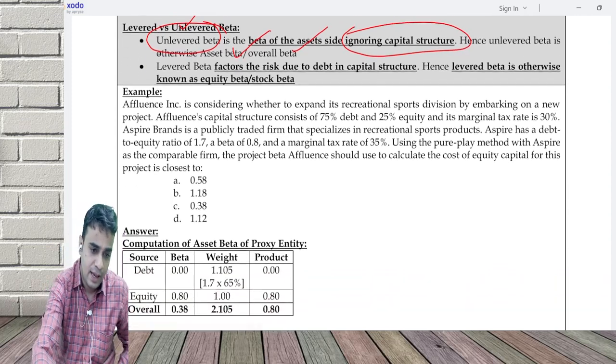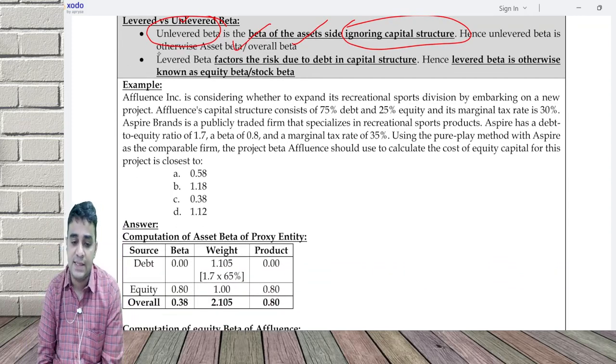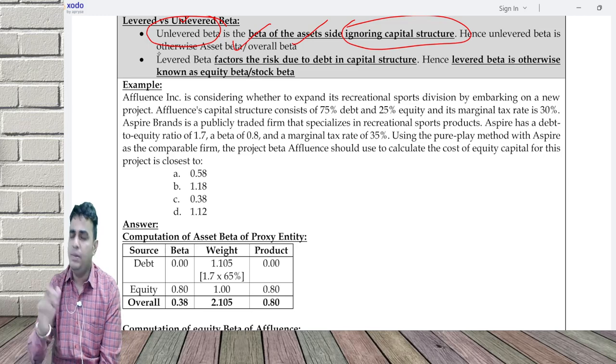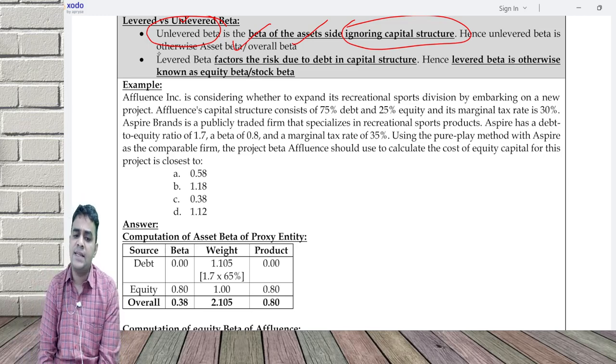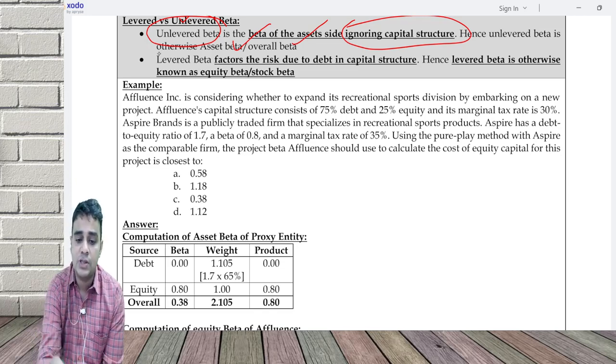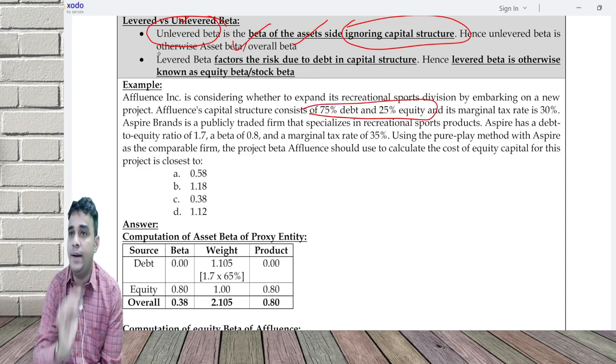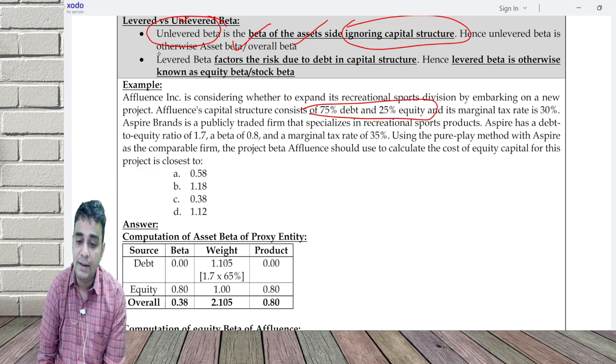Let's see an example. Affluence Incorporated is considering whether to expand. Be in listen mode for the MCQ part. Then when we do the problem, you'll understand it together. It wants to expand its recreational sports division by embarking on a new project. Current capital structure consists of 75-25. Marginal tax rate is 30%. It is a publicly traded firm that specializes in recreational sports products. It has a debt to equity ratio of 1.7, beta of 0.8, and a marginal tax rate of 35%.